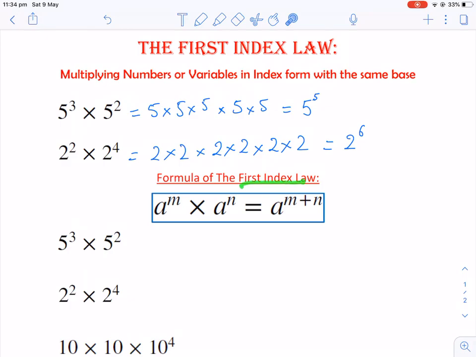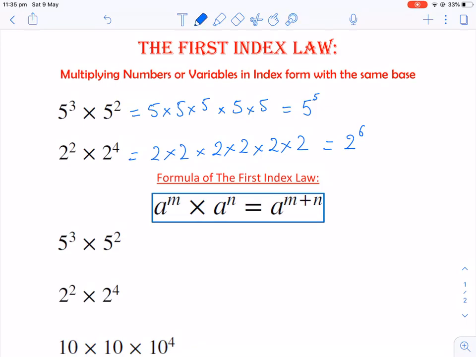So the first index law states that a to the power m times a to the power n equals a to the power of m plus n. So in here you have to remember the base has to be the same. The index can be different. And then in the result, you keep the base, and the index is the addition, or the sum, of these two indices.